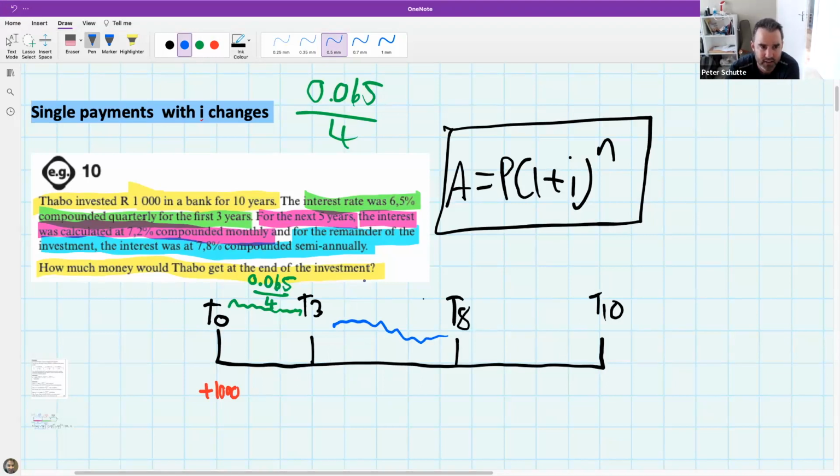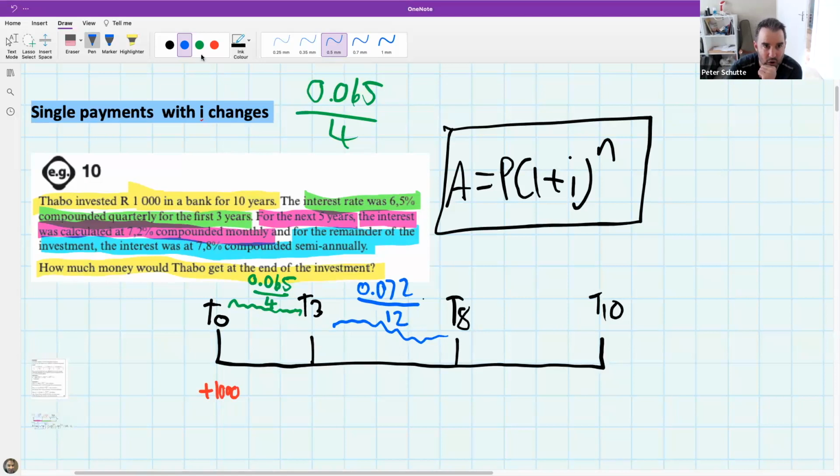So it says, it's going to be 0.072, or I know some of you like to put it in a slightly different way, but it's equivalent. So it's that, but it's divided by 12. So that's going to be the interest rate that happens there.